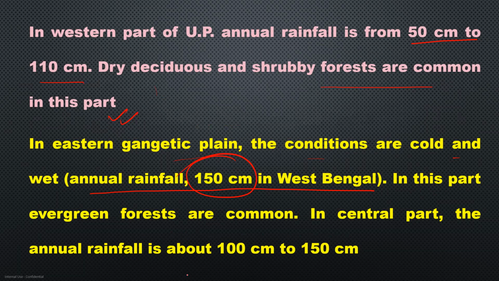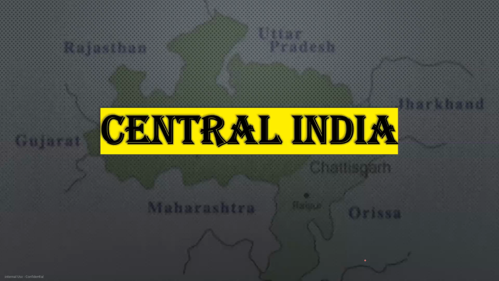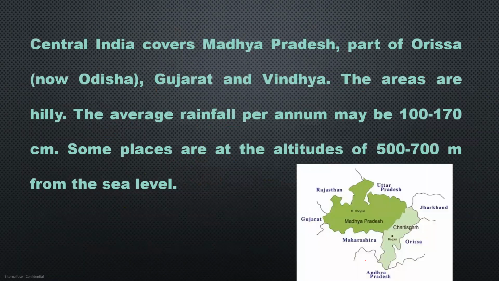In central part, the annual rainfall is about 100 to 150 centimeters. So over and above, you can see rainfall is quite generous here. Okay, next we move on to central India. Central India covers Madhya Pradesh, parts of Orissa, Gujarat, and the Vindhyas. The areas are hilly. The Vindhya mountains are there.